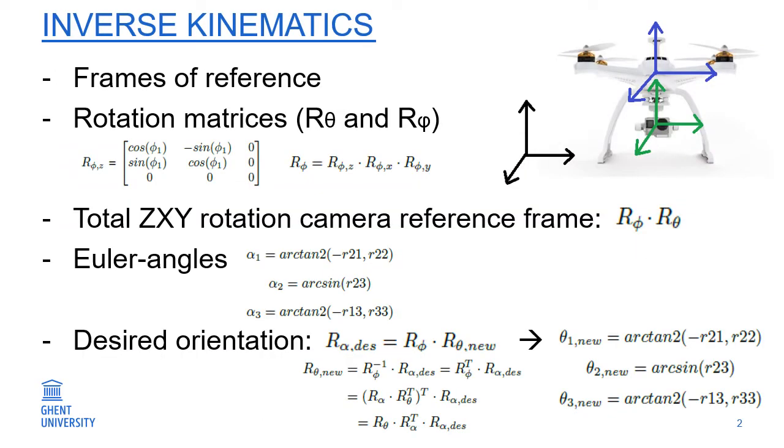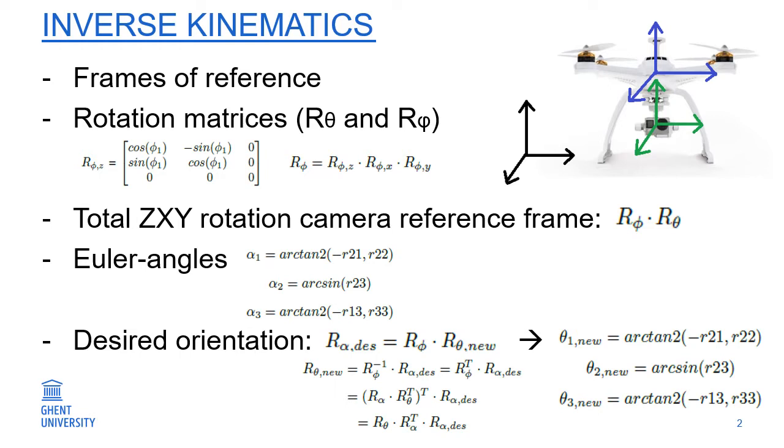To start modeling the system, it is of course important to clearly define the used frames of reference. They can all be seen in the figure at the right side of this slide. The black frame is the frame of reference of the Earth, which is standing still at all times. The blue frame moves with the drone, and the green one is the frame of reference of the camera itself.